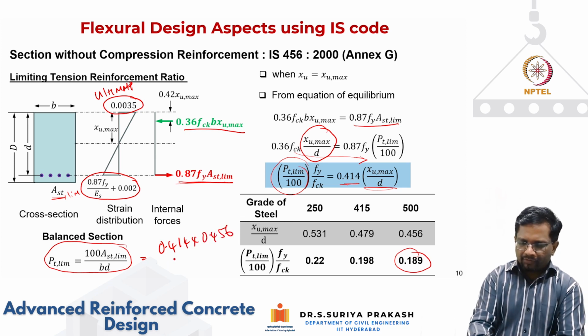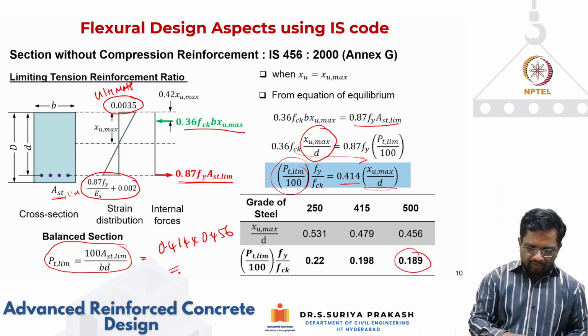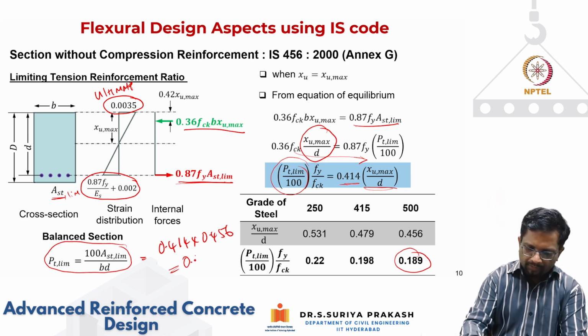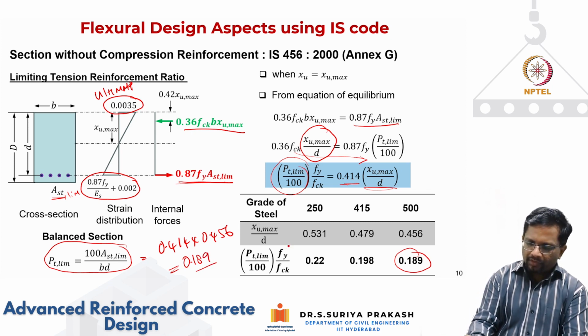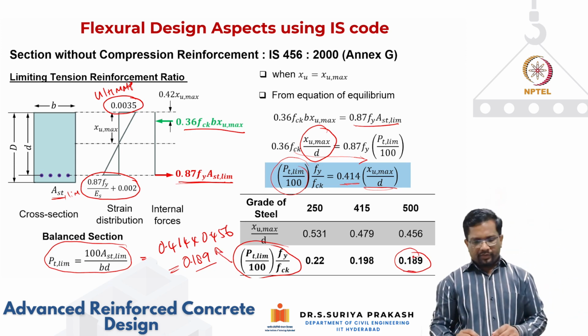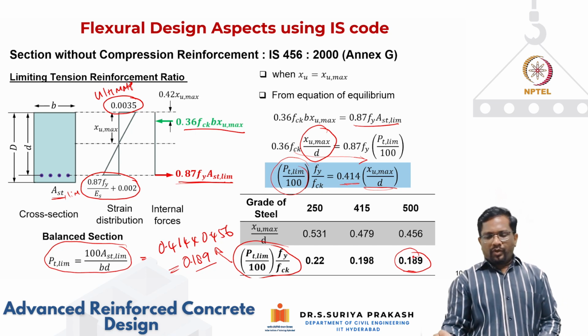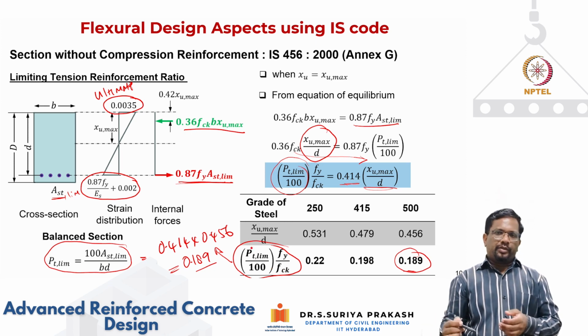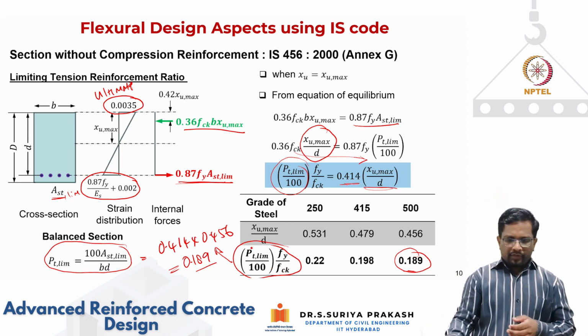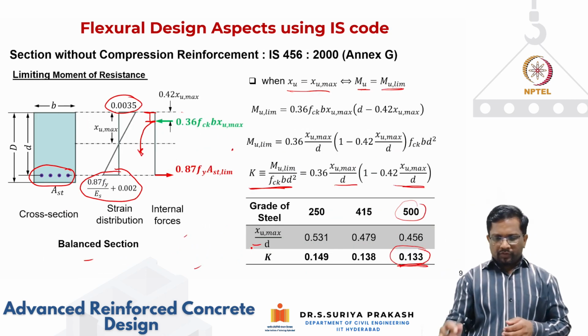456. So if you substitute that, you get a value of 0.189. This is your value, that we are doing for Fe 500. Now the pt limit again, because it is expressed in terms of 0.189 as a constant, if I know the grade of steel and the characteristic strength of concrete, then again I can calculate pt limit for a particular section. Okay, so this is what we got.